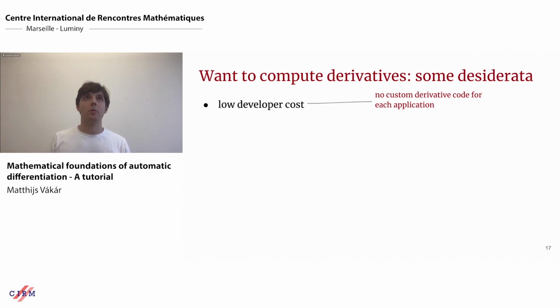The first that I would mention is that we want to have a low developer cost. In my mind, the main thing that motivates automatic differentiation is that we don't want to have to write custom code that calculates a derivative for each program, right? We don't want to both have to implement our program that is a statistical model or a neural network of some kind, and then manually have to implement a derivative for that thing, right? Because that's error prone and a lot of work. What we want is a method that automatically generates that derivative code.